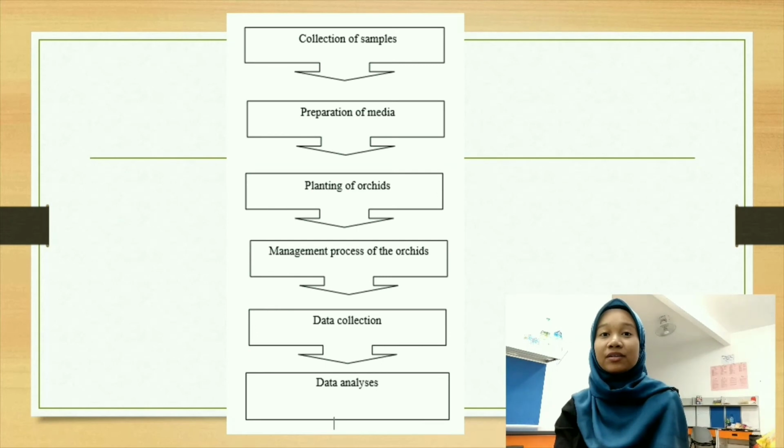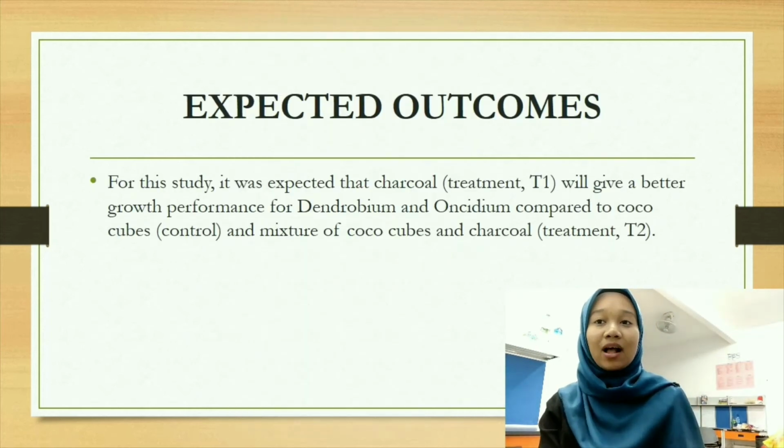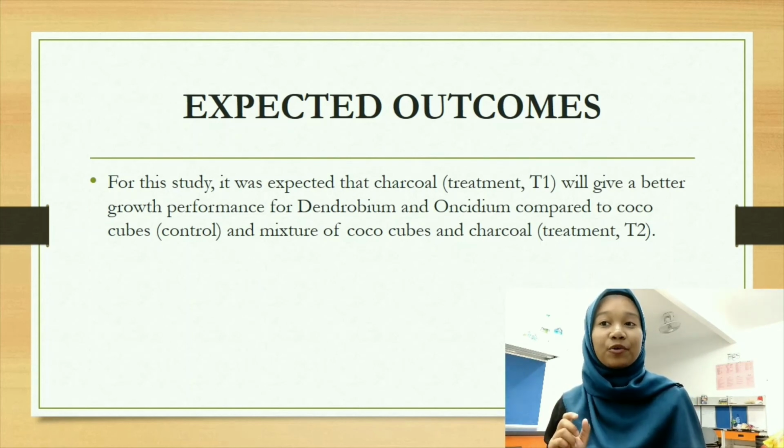Next is the flowchart of research activities. First is collection of samples, then preparation of media, planting of orchids, management process of the orchids, data collection, and 6 is data analysis. For the expected outcome of this study, it was expected that charcoal treatment 1 will give better growth performance for dendrobium and oncidium compared to cocoa cubes and the mixture of cocoa cubes and charcoal.